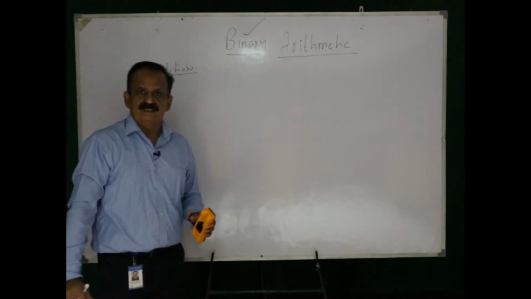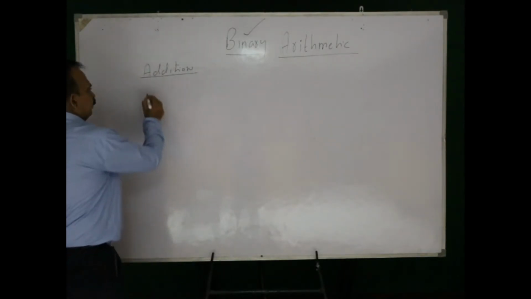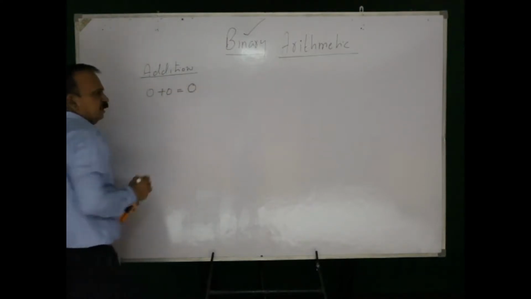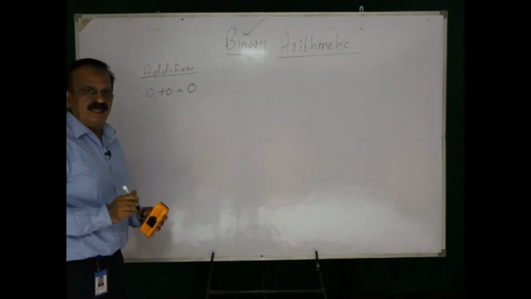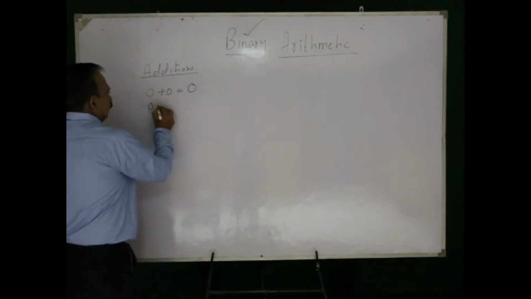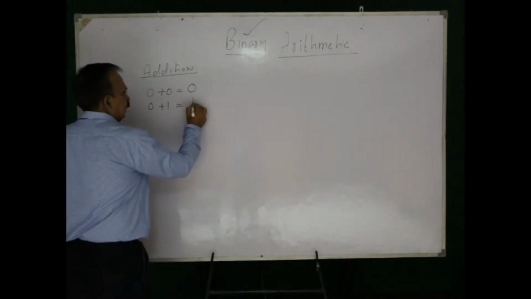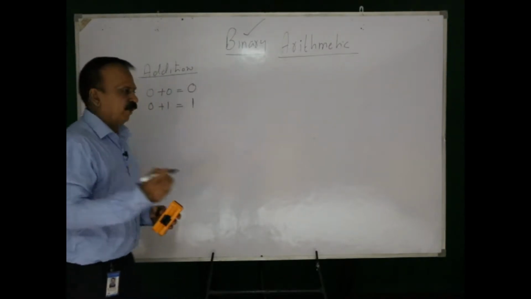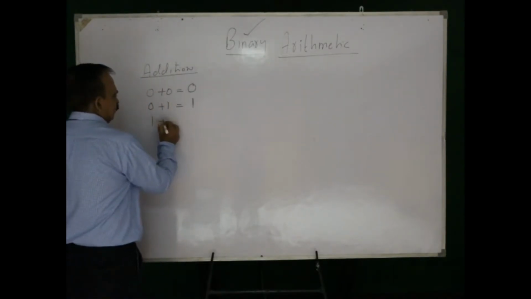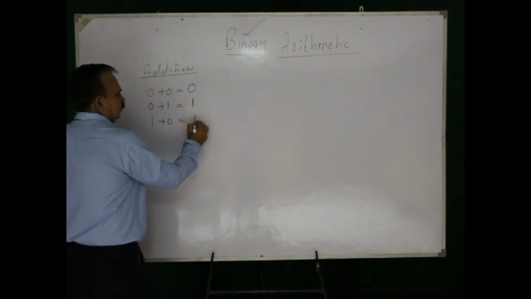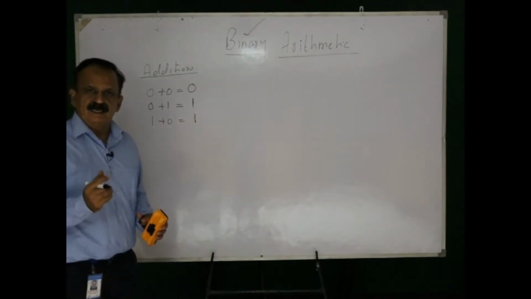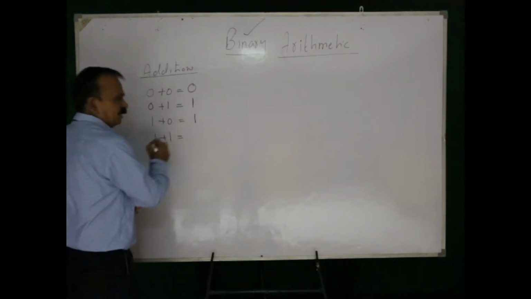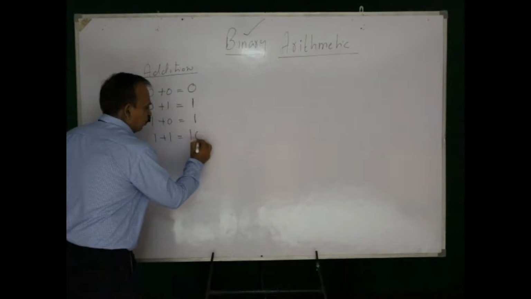Addition of binary numbers. The rules are: 0 plus 0 will be 0. 0 plus 1 will be 1. Even if it is 1 plus 0, the result is going to be the same, that is 1. And 1 plus 1 will be 1 0.